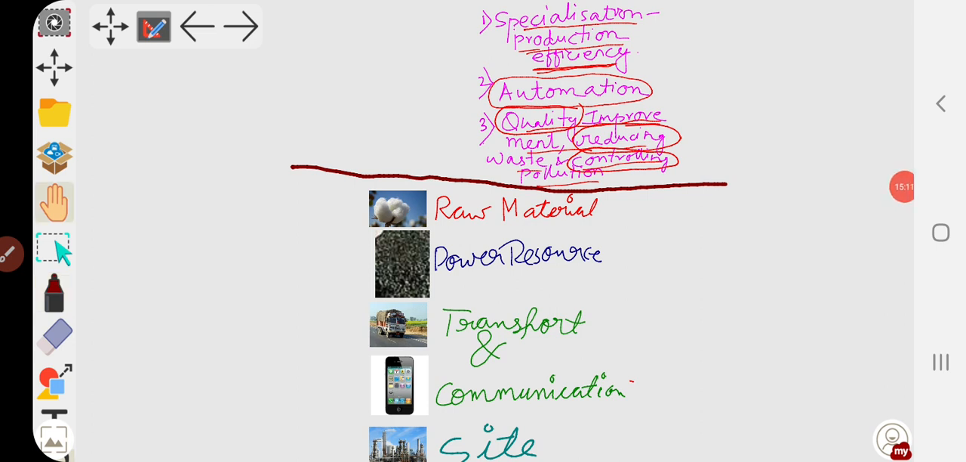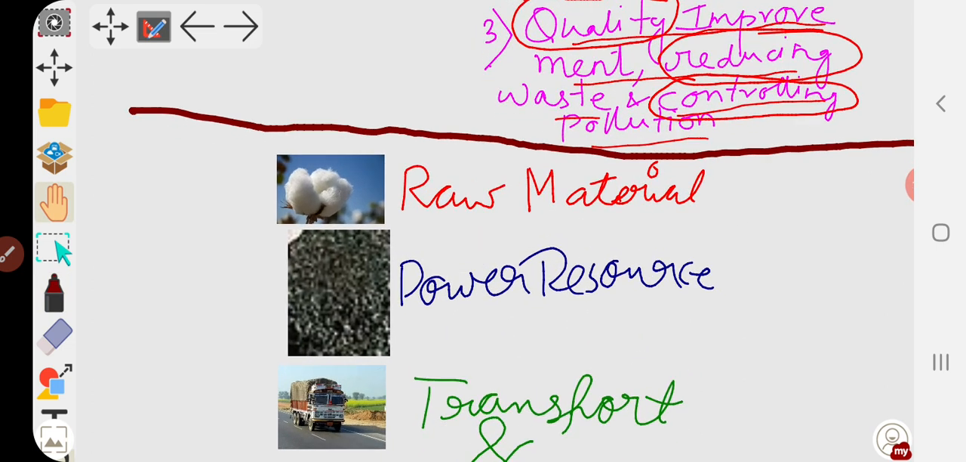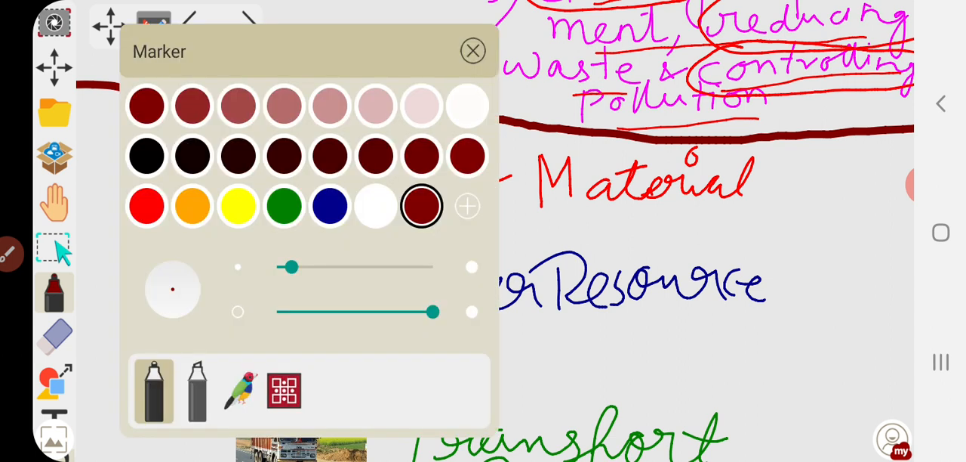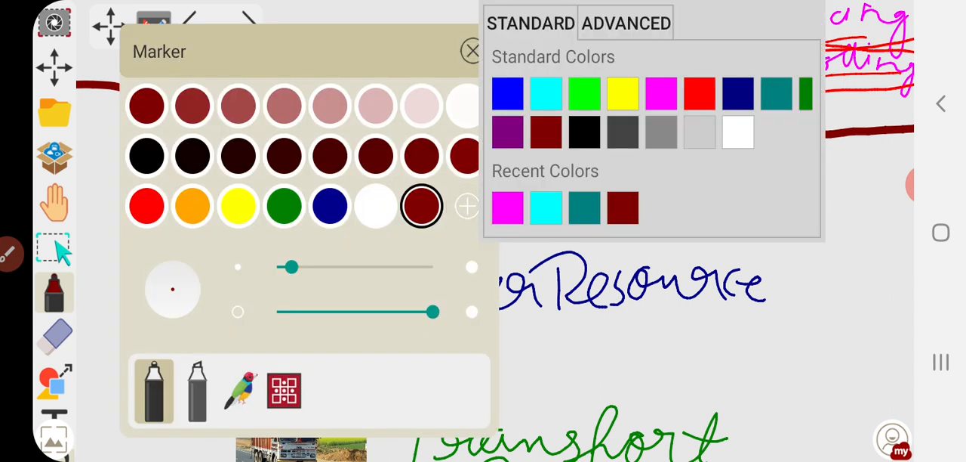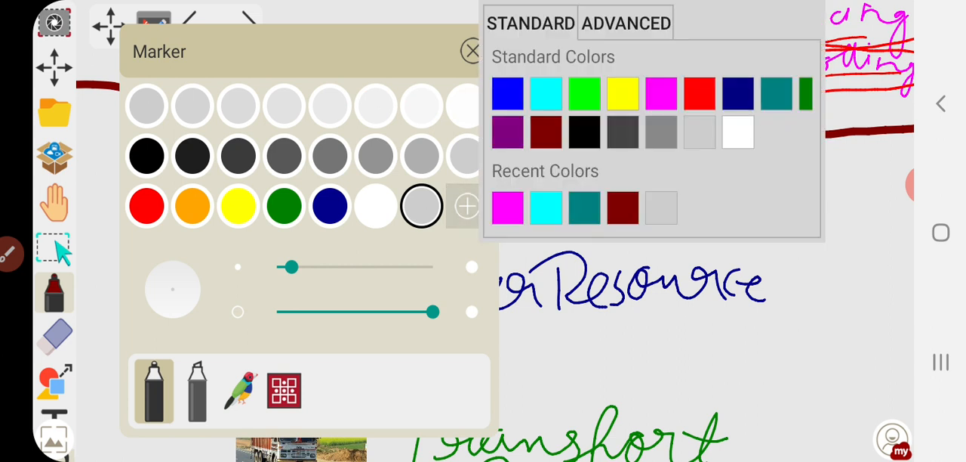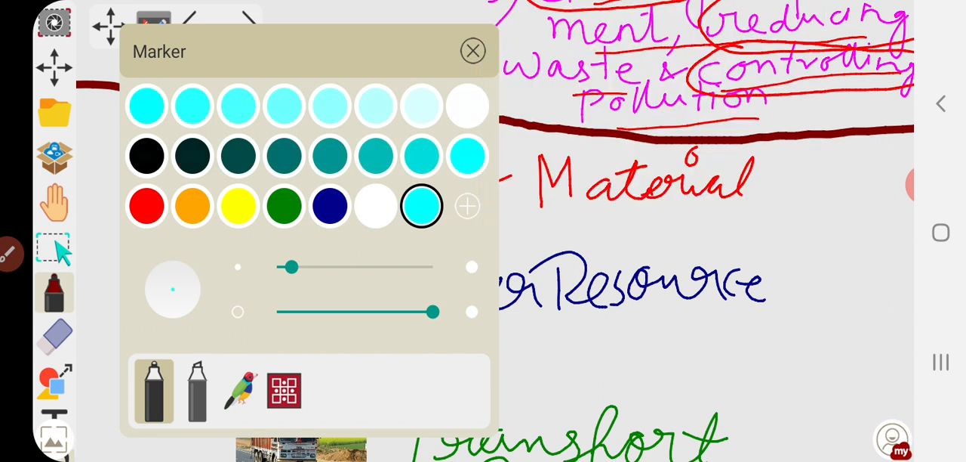Now, we are moving to our last topic for discussion of today's class. You have seen that industries are not located everywhere. There are certain specific locations where industries are localized. So, what does this indicate? That there is uneven distribution of industries throughout the world. So, there are some factors that influence the location of industry. Now, let us proceed with what the factors are.